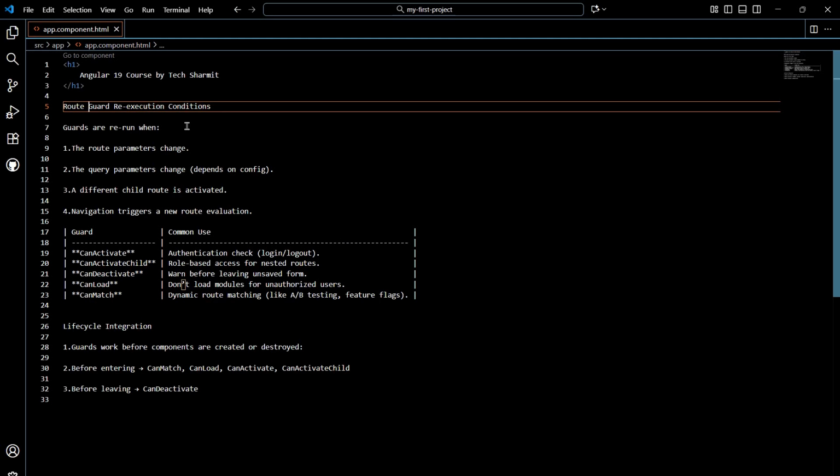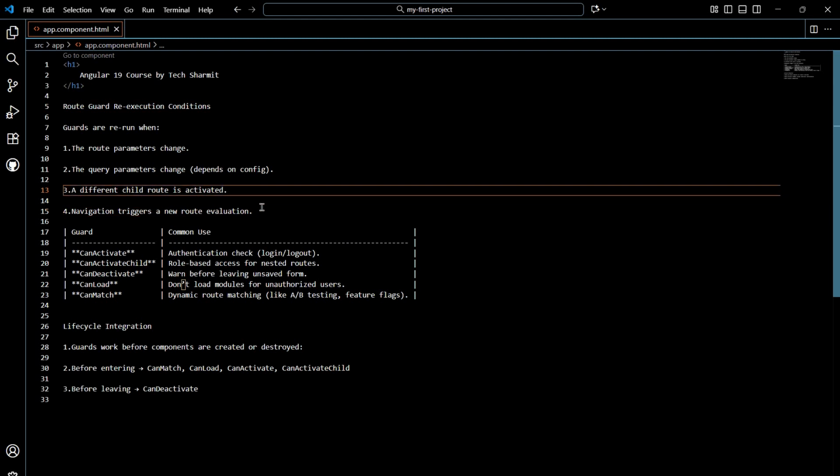Second one is whenever there is a change in the query parameters. Third is a different child route is executed, and the fourth one is a navigation triggers a new route evaluation. So these are all four pointers which clarify the conditions where the route guards are re-executed. I think this part is clear.